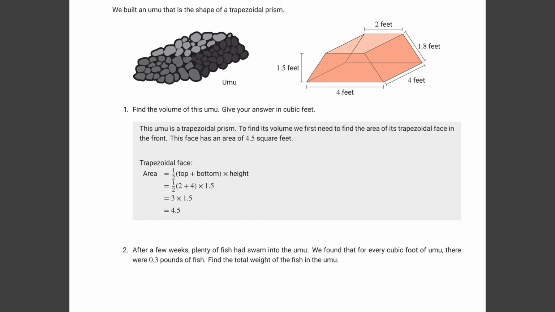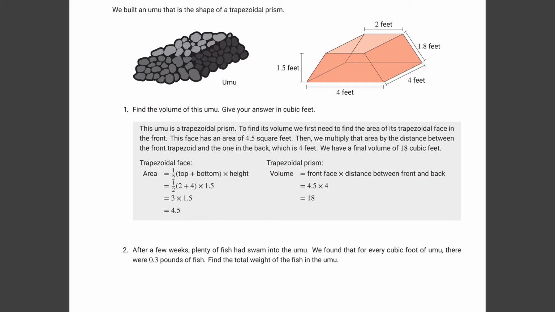The average length of the parallel sides is 1/2 times the sum of 2 and 4 feet. This comes out to 3 feet. The distance between the parallel sides is 1.5 feet, so we have 3 times 1.5 feet. This tells us that the area of the front trapezoidal face is 4.5 square feet. We get the volume by multiplying the area of this front face with its distance to the back face. So we get 4.5 square feet times 4 feet, which comes out to 18 cubic feet.